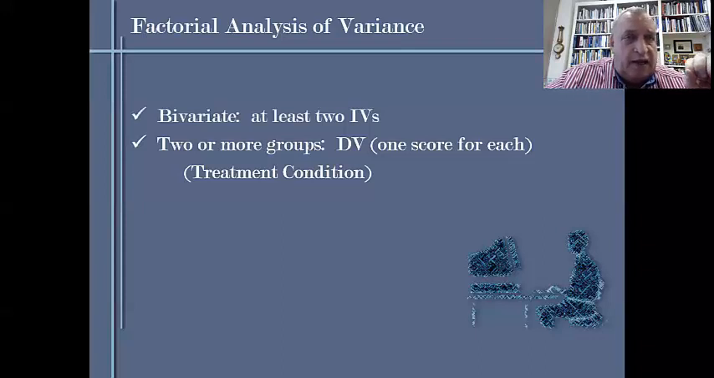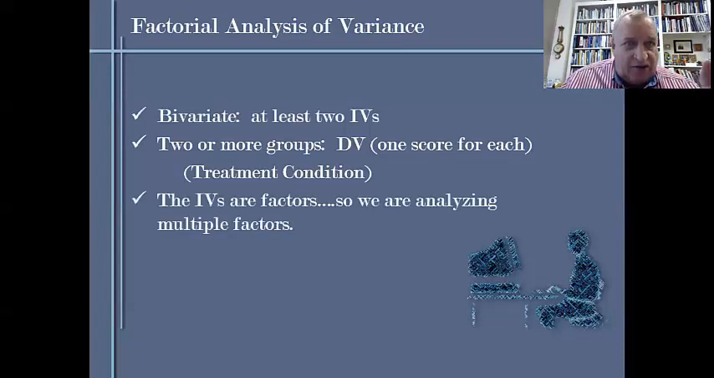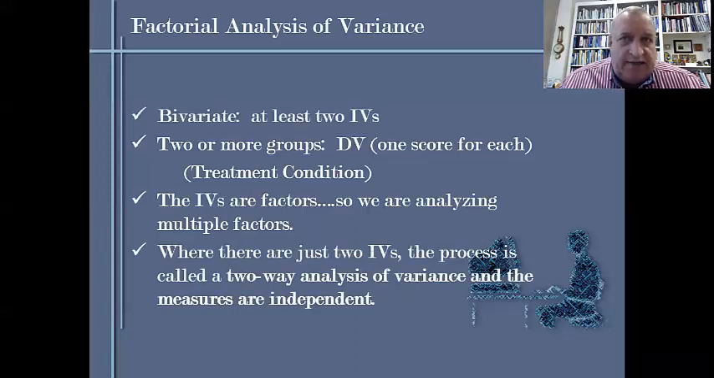And then we're going to have a treatment condition or a score for each. Again, our score can be contentment with college life. But now we're going to see if there's a difference in contentment with college life according to your level in school, according to your gender, and according to how your gender and level of school interact. So the IVs are factors. The difference between ANOVA and factorial analysis of variance is that we're analyzing multiple factors. When there are just two independent variables, as in our example, the process is called a two-way analysis of variance, and the measures are independent.